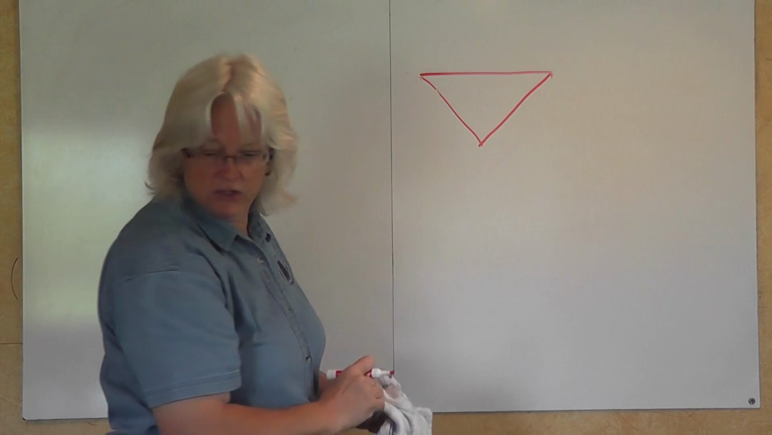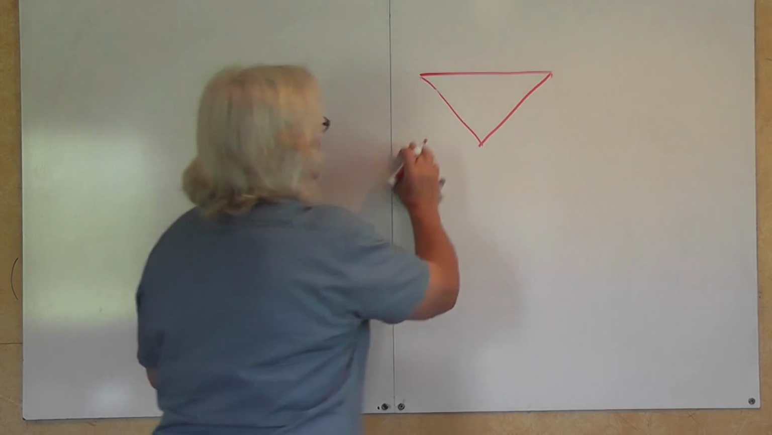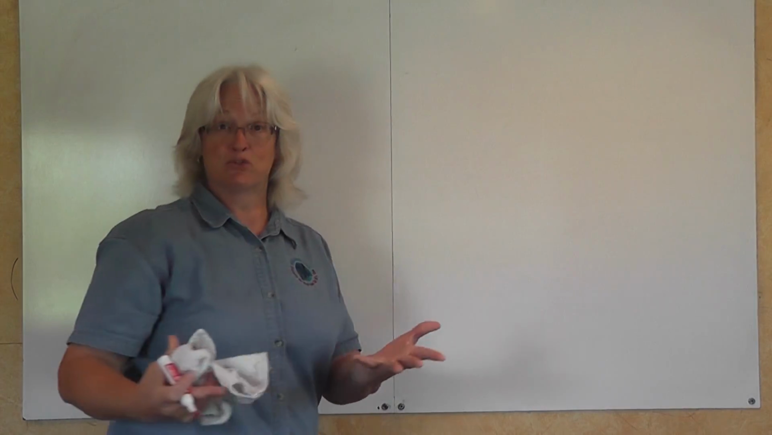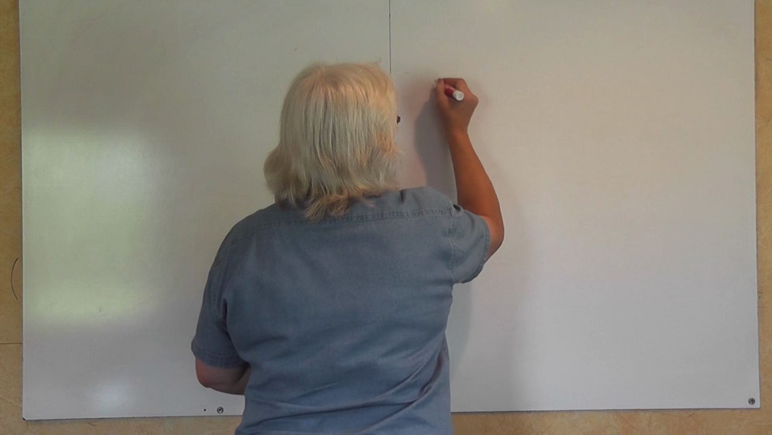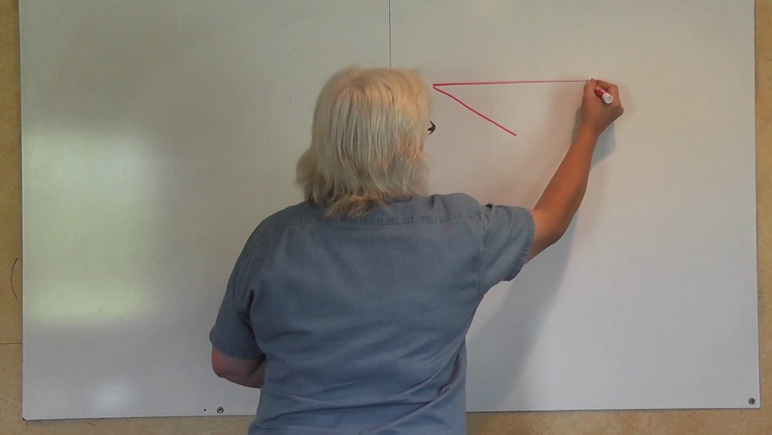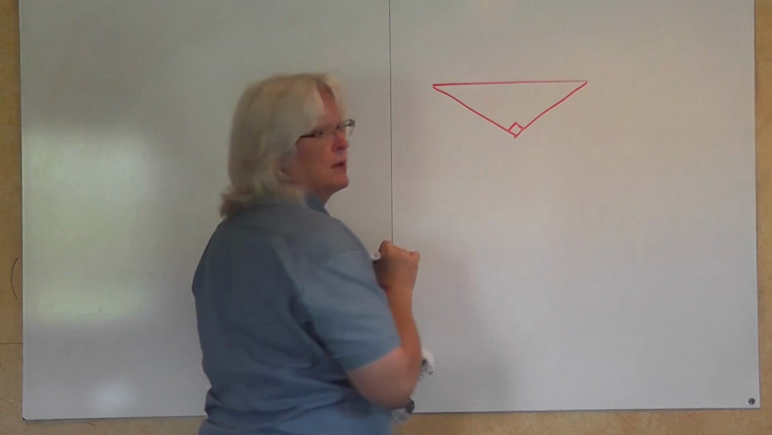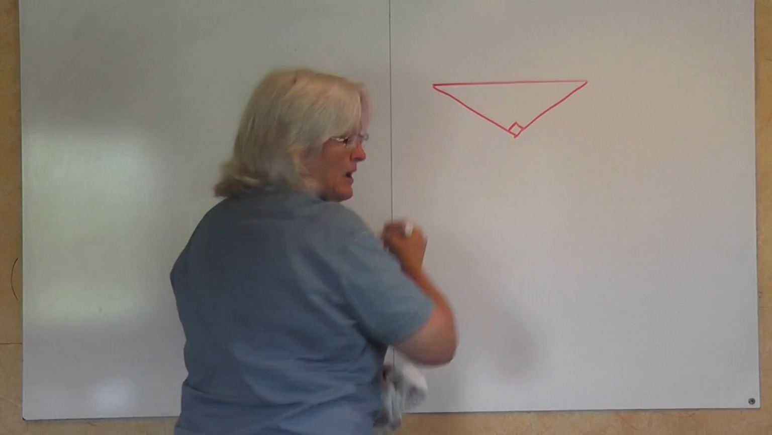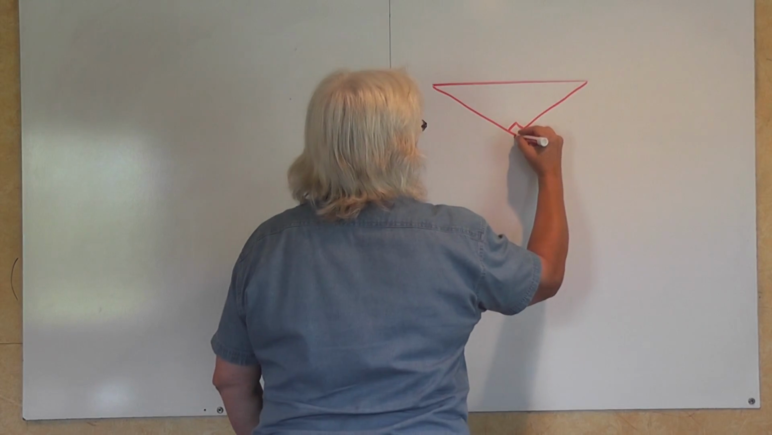I am very much in awe of those people who are able to just sit down and sketch something in three dimensions. I am most definitely not one of these people. Here's the top of our triangular prism, and this here indicates that we have a right angle. Now we're going to draw the sides of this straight down.